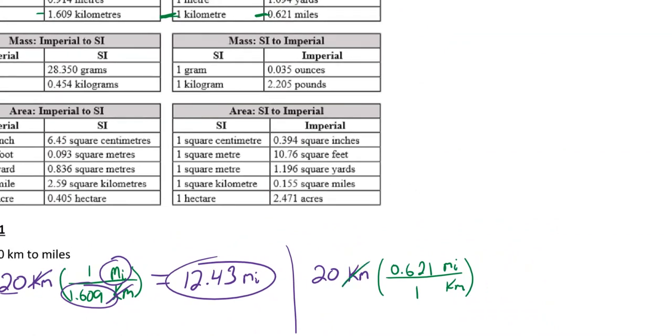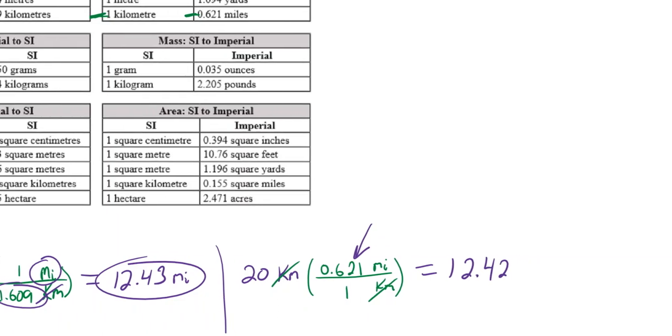So again, kilometers would cancel, so we're good to go there. But now the number is up in the top, right? So are we going to multiply or are we going to divide? Multiply, right? When it's up in the top, we're just going to multiply across. So 20 times 0.621, I get 12.42 miles.